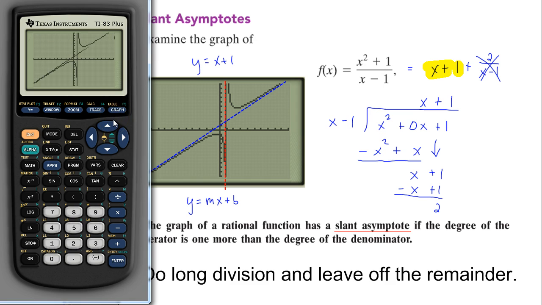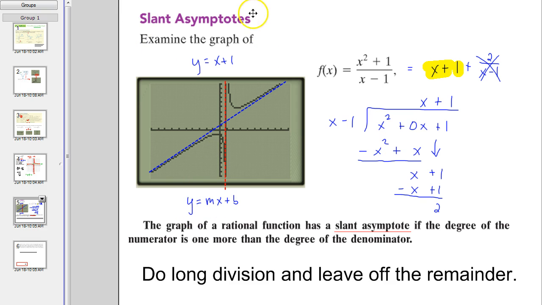When I graph it now, there's that y equals x plus 1 that goes through there. Remember, mx plus b, m is the slope, b is the y-intercept. The y-intercept is 1, and you can see right there it's crossing. There's 1. And it has that slope of positive 1. So, slant asymptotes: when you see that, find the slant asymptote, just remember long division. And definitely don't forget to leave off the remainder.